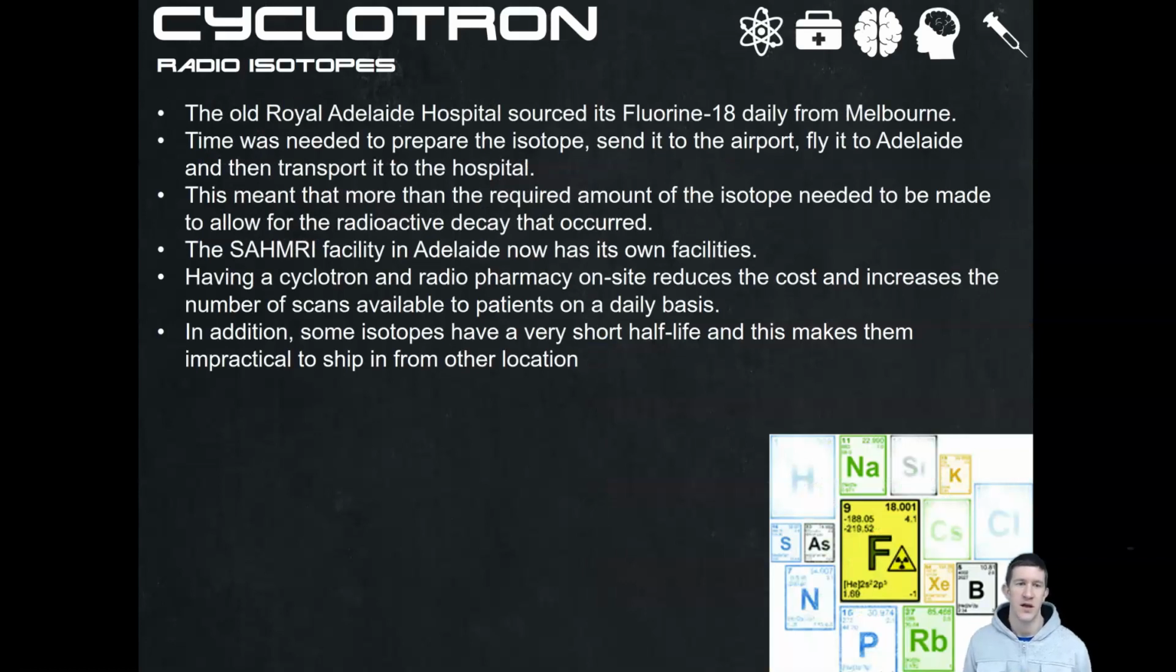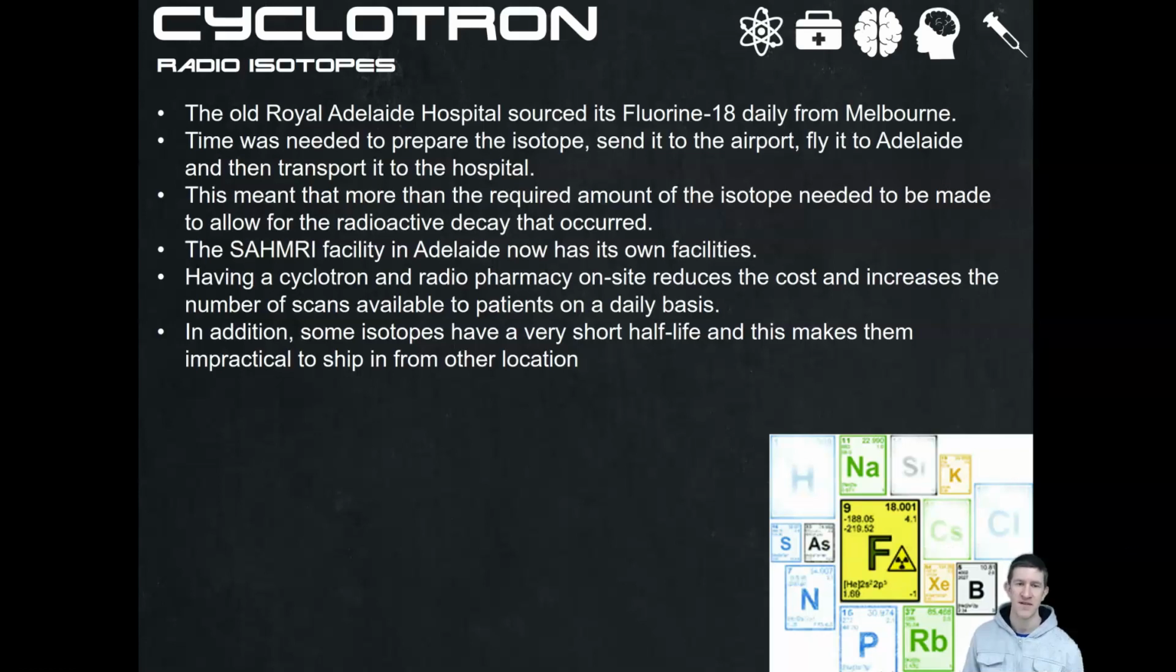However, before the new Royal Adelaide Hospital was built, we used to source fluorine-18 from Melbourne every single day. We needed time to prepare the isotope, send it to the airport, fly it directly to Adelaide, and then transport it to the hospital. So this is a huge amount of resources, time, money, etc., just to be able to do this.